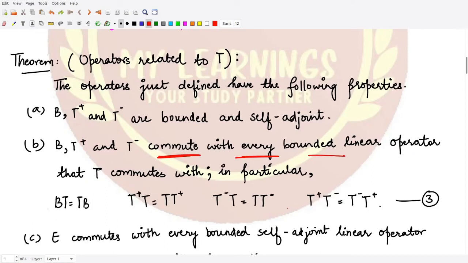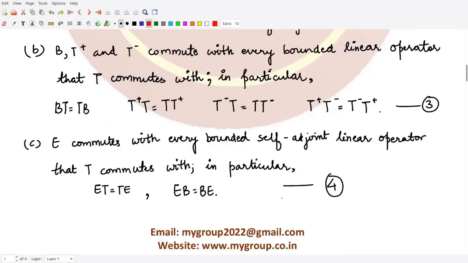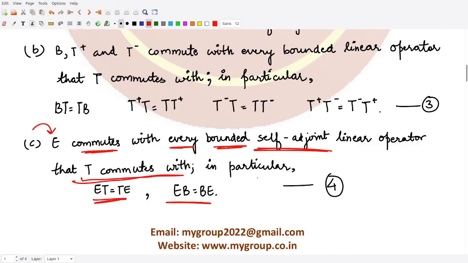Similarly, for the third property, about the projection operator, they are saying E commutes with every bounded self-adjoint linear operator that T commutes with. This E here represents the projection operator. So this E also commutes with the same operators. This is what the third property says.